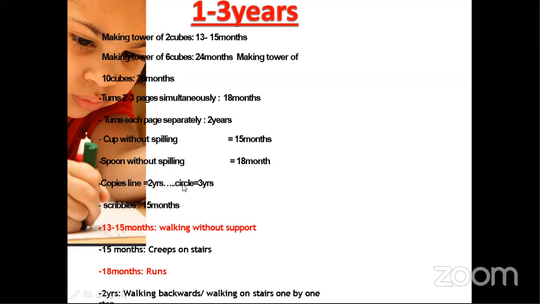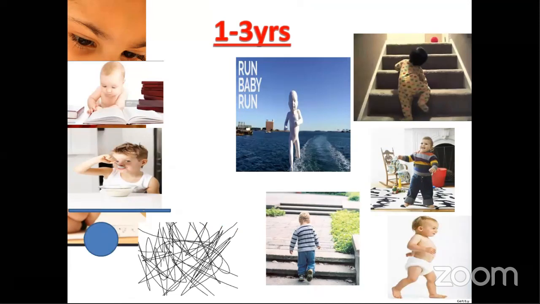Copies line. They are able to copy lines by the age of 2 years. When you ask the child to draw a circle, they can draw a circle at the age of 3 years. They can draw scribbles at the age of 15 months. 13 to 15 months, walking without support. 15 months, creeps on stairs. 18 months, they can run. 2 years, walking backwards, walking on stairs one by one.